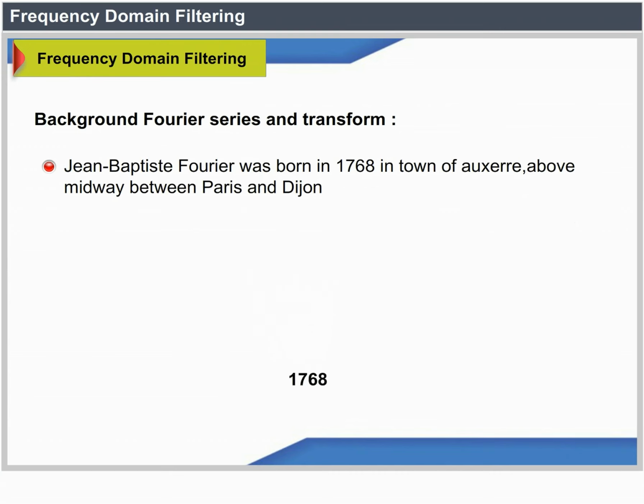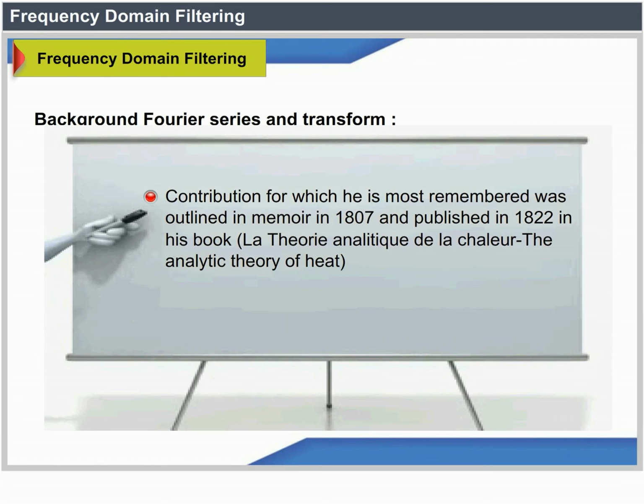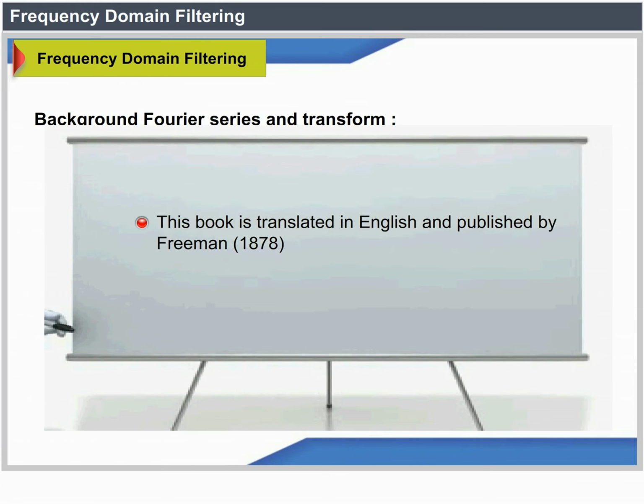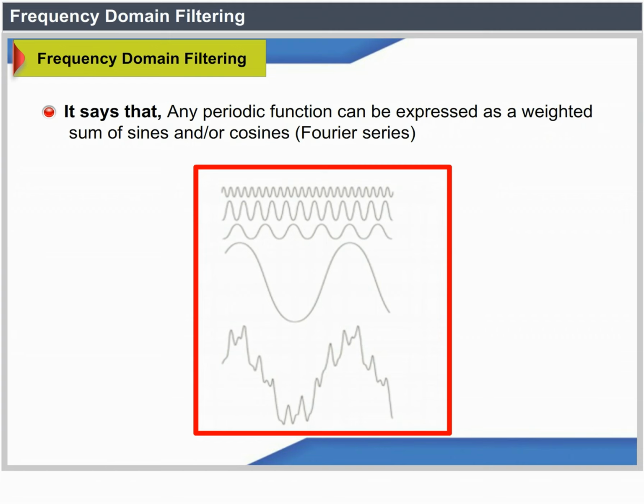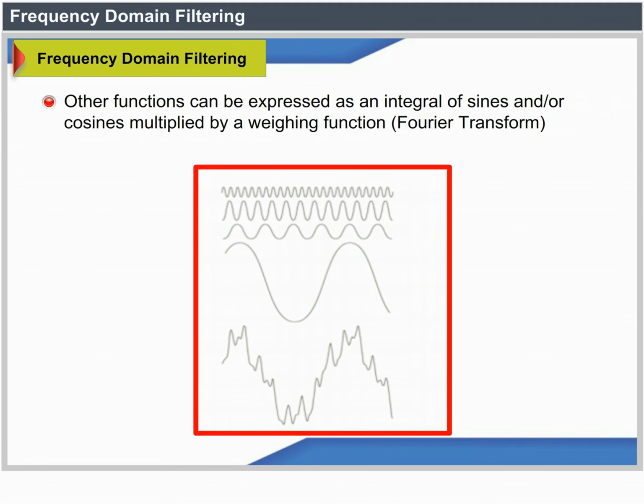It says that any periodic function can be expressed as a weighted sum of sines and/or cosines, the Fourier series. Other functions can be expressed as an integral of sines and/or cosines multiplied by a weighting function, the Fourier transform. Functions can be recovered by the inverse operation with no loss of information, with applications to image enhancement. The function at the bottom is the sum of the four functions above it. Fourier's idea in 1807 that periodic functions could be represented as a weighted sum of sines and cosines was met with skepticism. Primary concepts. 1.